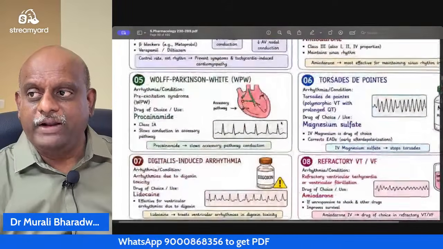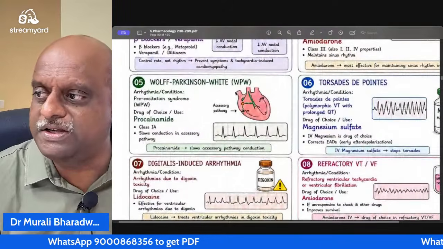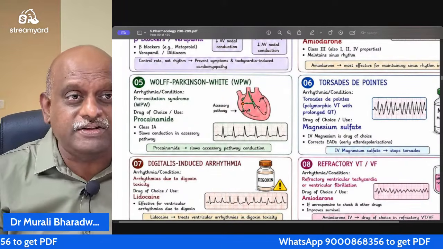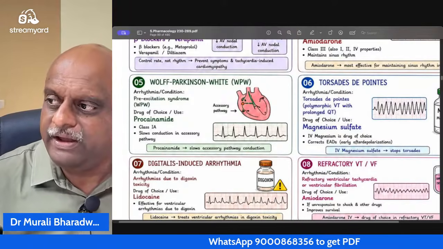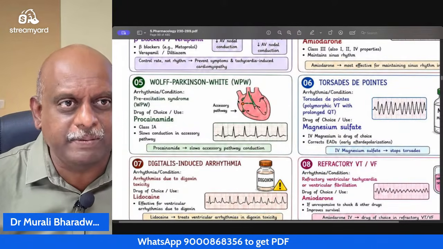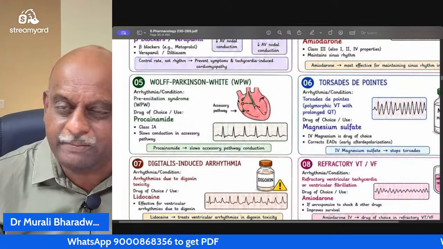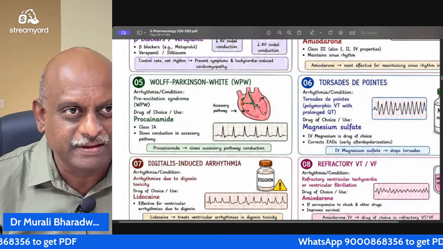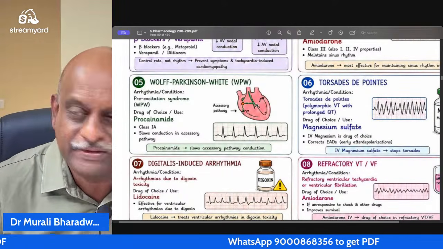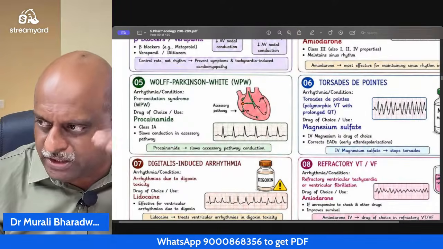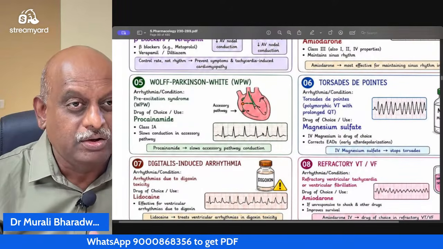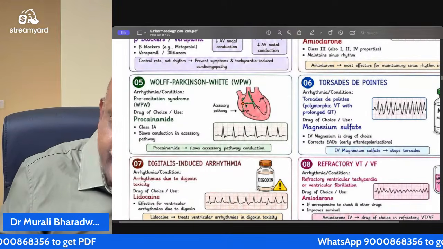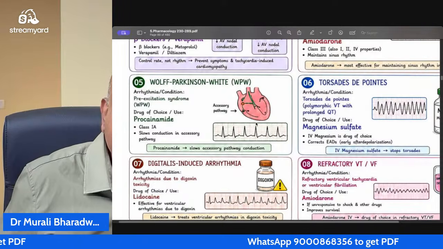Then, Wolff-Parkinson-White syndrome, a very interesting question. If there is atrial fibrillation, how is it passing? It is passing from atria into ventricle directly, bypassing the AV node. That is Wolff-Parkinson-White. So to stop the atrial fibrillation going into the ventricle, what should the drug do? Should it make the AV node refractory or the reentrant pathway refractory?